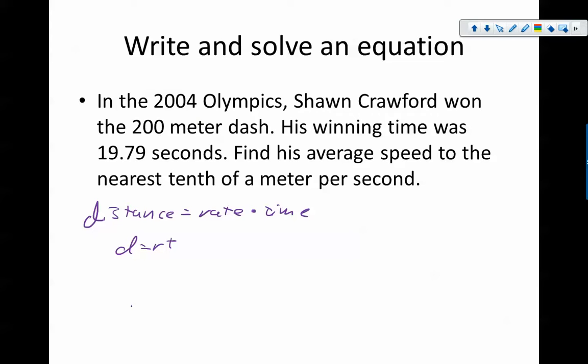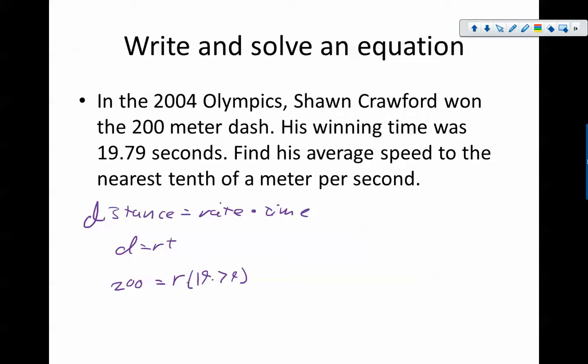So we're going 200 meters. That's my distance. And he did that time in 19.79 seconds. So that's my time. So we have R times 19.79. Okay, so there's my equation.